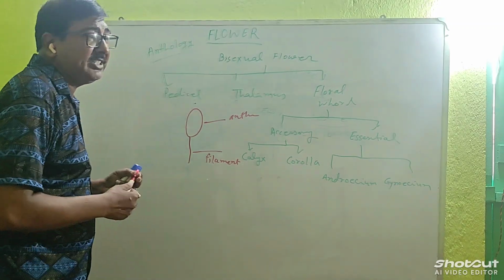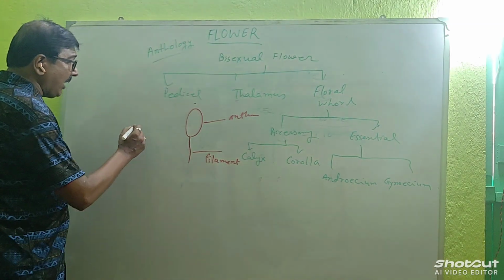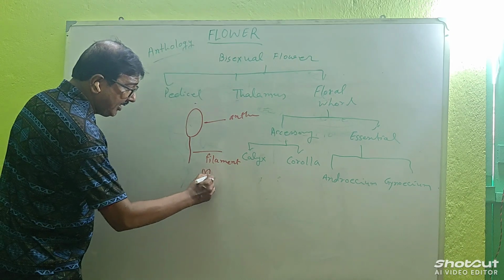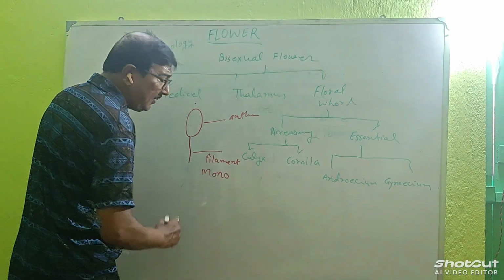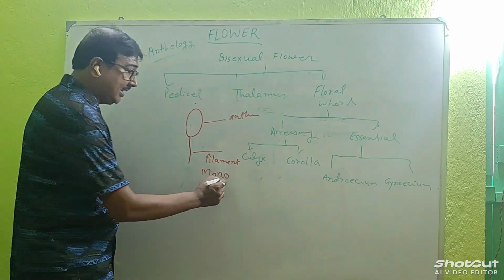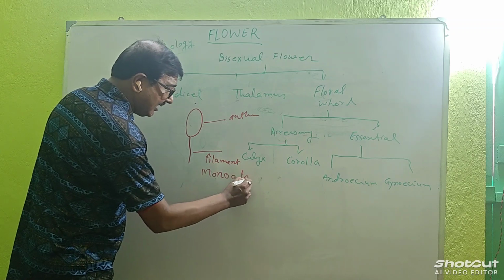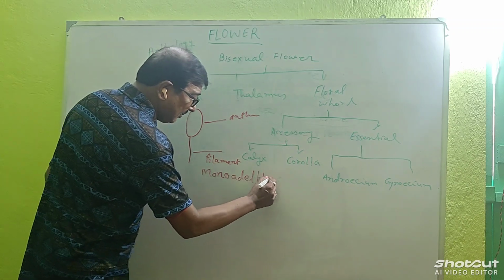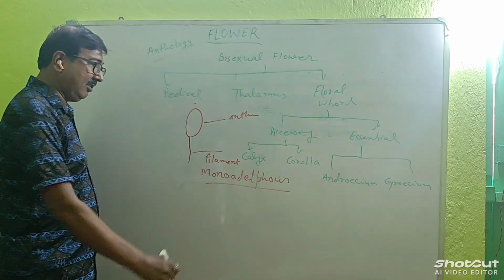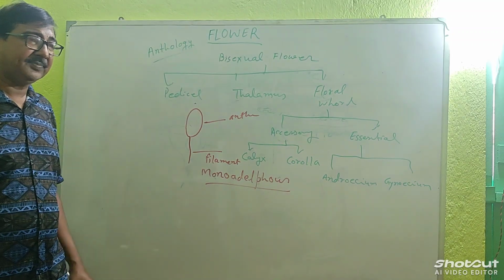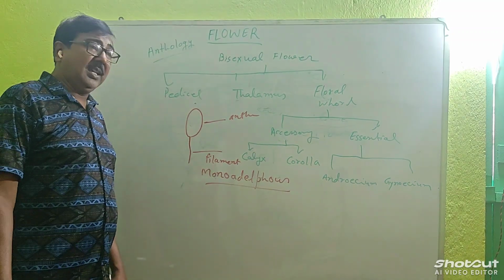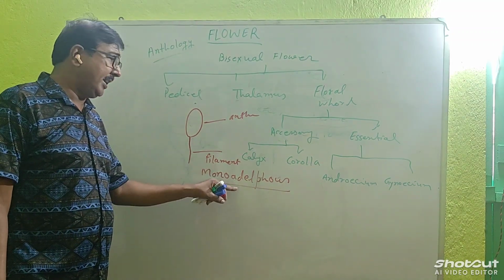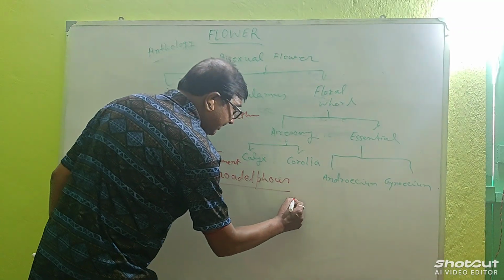Only one branch is formed. It is called monoadelphous. Monoadelphous. Okay? Understood? How does it look like this?